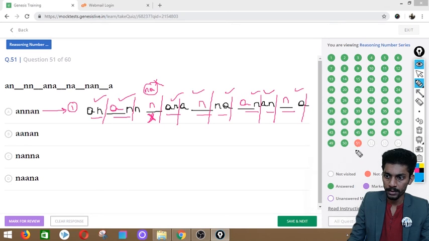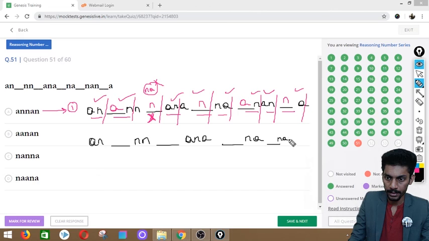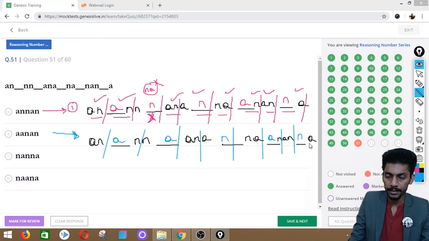We will go for option 2. Let's check with option 2. So same question, I write AN dash NN dash ANA dash NA dash NAN dash A. Now let's see by writing this option 2's. Now option 2 is here: A, N, N, N. Correct? So let's check AN, AN, NA, AN, AN, NA, AN, AN, NA. See, the pattern is followed. What is the pattern followed here? It is AN, AN, NA, AN, AN, NA, AN, AN and NA.